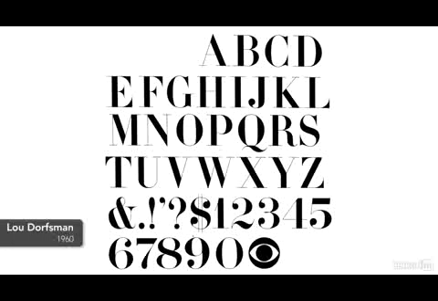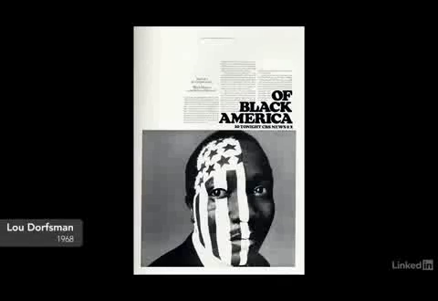After Golden died in 1959, Lou Dorfman took over as creative director. He evolved the identity with a singular typeface, CBS Didot, and a black and white palette. Dorfman proved that a strong identity system could be varied and exciting across a wide range of materials.